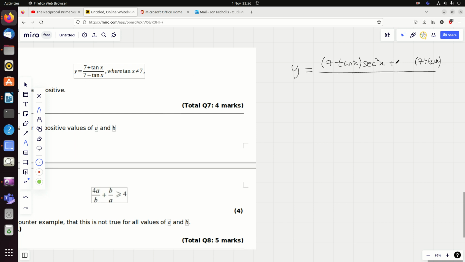So that's going to become plus sec squared x times that bracket over the square of what's below, so over 7 minus tan x all squared, and that's dy by dx, sorry, not y. Okay, how can we simplify that? Well, we can notice on the top 7 sec squared x plus 7 sec squared x, that's 14 sec squared x, and on the bottom you've got a square. At this point you've basically finished. You just need a couple of sentences saying the top and bottom are squares.